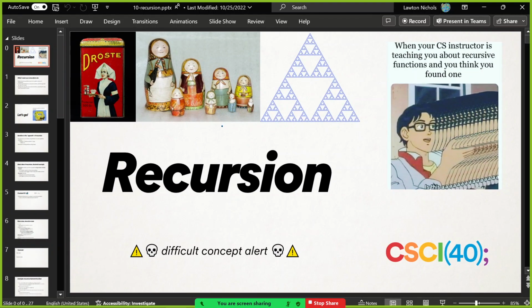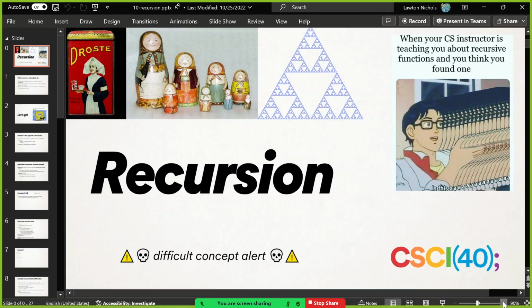Why not? So recursion is, depending on how you feel about things, potentially the most difficult concept in this class. Either that or pointers. Take your pick. Recursion is going to be so fun, though. I love it. I love teaching it. The idea of recursion exists in all these pictures.